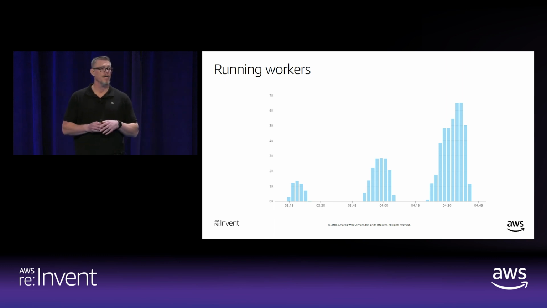Now, this graph is showing running workers over time. And what you'll see is when the first burst of activity occurred right around 3:15, pretty quickly we started to get workers starting up. And our clusters came up to scale, and then they processed all the work, and the workers were shut down. Again, very bursty nature.